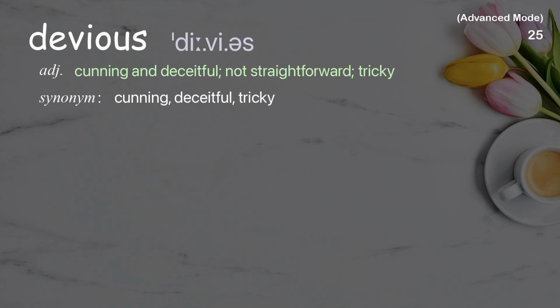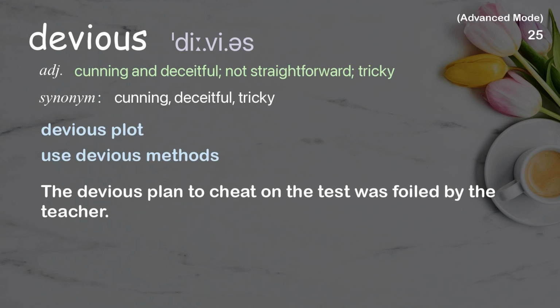Devious. Cunning and deceitful, not straightforward, tricky. Examples: Devious plot. Use devious methods. The devious plan to cheat on the test was foiled by the teacher.